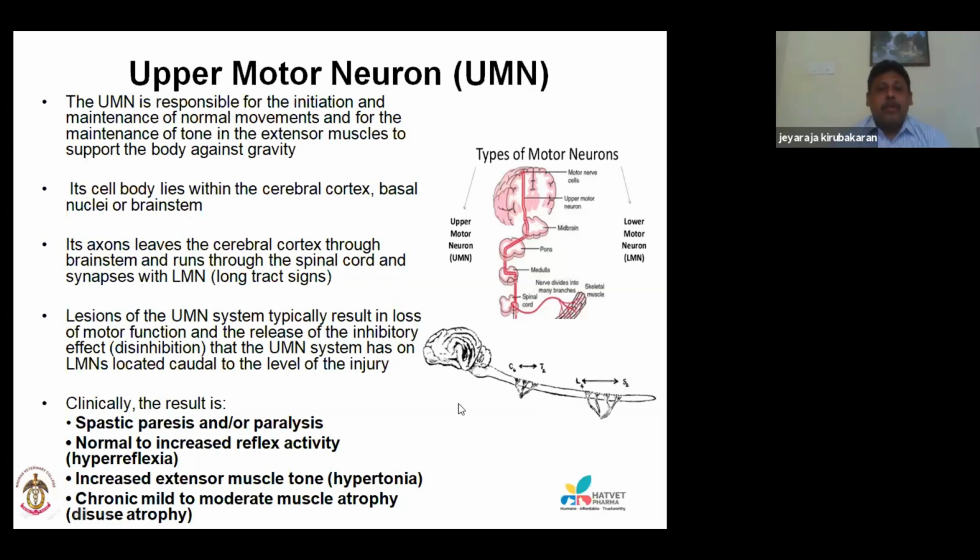So the UMN is responsible for initiation and maintenance of that movement. So whenever there is a lesion, naturally that inhibitory action over the LMN is released. So the LMN will get exaggerated. Any act of the LMN will get exaggerated. That's why you get a spastic paresis or paralysis. And if you do reflex testing, you will have an increased reflex activity or hyperreflexia, and you will have hypertonia in the muscles. And in this case, the atrophy will be very much delayed because tone is there, but atrophy is due to disuse. It's not a neurogenic atrophy; it's a disuse atrophy. It takes a longer time to happen compared to an LMN lesion.